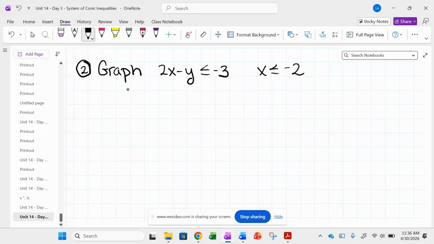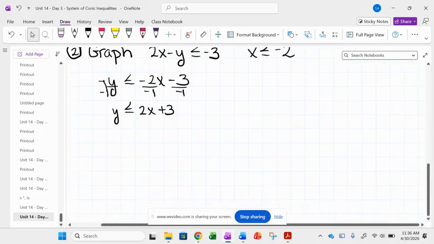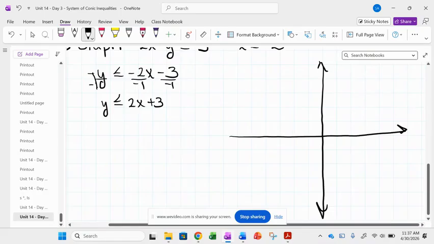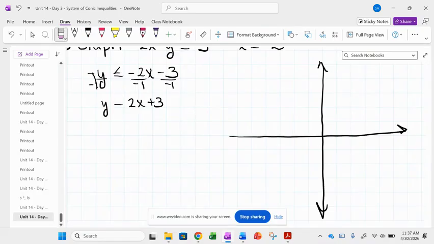First, you have to put it in slope-intercept form. So we're going to subtract that 2x over. So we have negative y is less than or equal to negative 2x minus 3. When we divide by negative 1, what must we do? Flip the sign. So now we graph. Oh, I forgot to flip this. I said flip it, but I did not flip it.